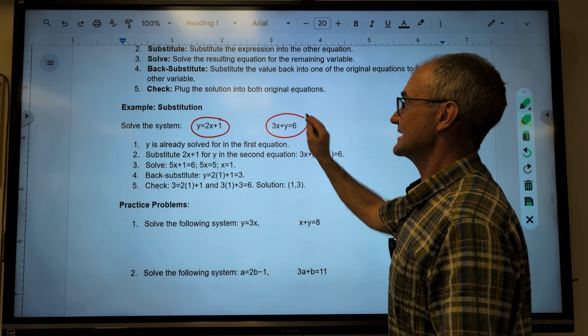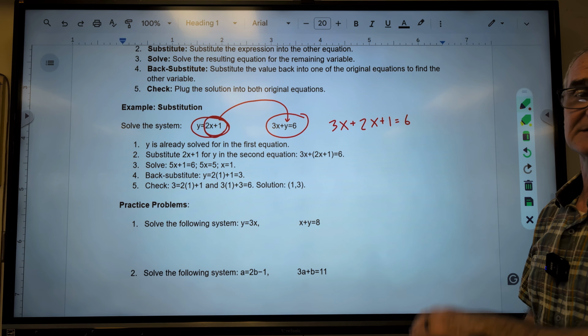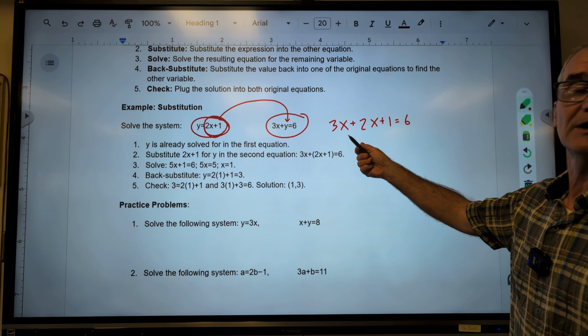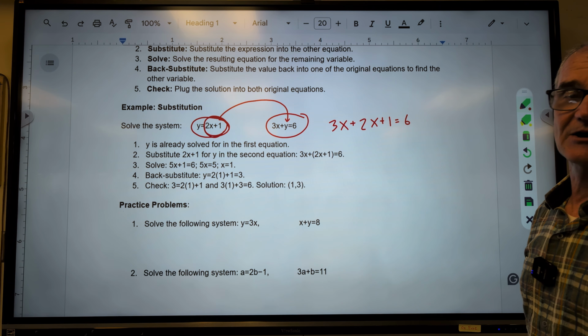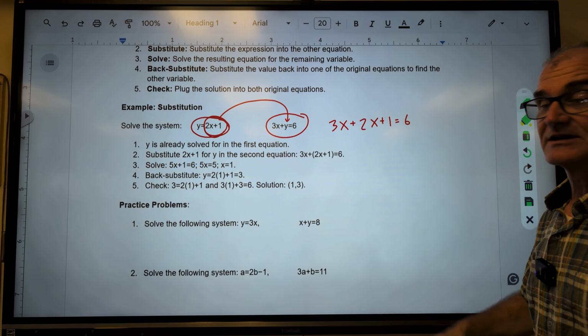Well, if I see that y is equal to 2x plus 1, I could take that value of y and plug it in for y in 3x plus y. I'm telling you y is 2x plus 1, so 3x plus 2x plus 1 is equal to 6. I have taken this value of y and substituted it into my second equation. Now I have one equation, one variable. Now I solve, just like we were doing in earlier chapters.